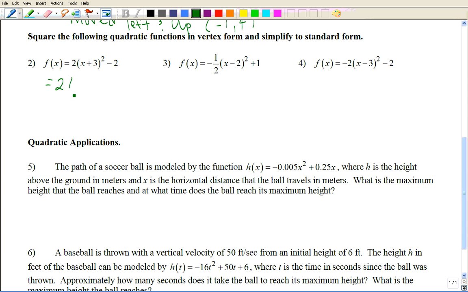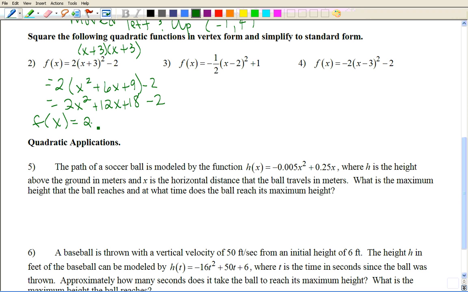So we have 2 times, remember (x plus 3) squared is (x plus 3) times (x plus 3). So when you multiply that out, you get x squared plus 6x plus 9, and then our minus 2 is still there at the end. You distribute the 2, so you get 2x squared plus 12x plus 18, and then minus 2. And then collect your like terms, so we get f of x is, in standard form, 2x squared plus 12x plus 16.